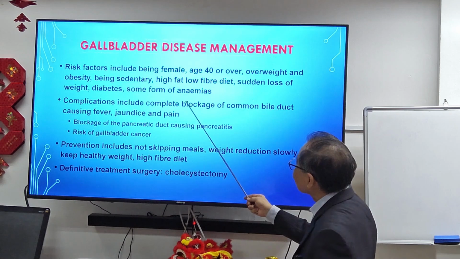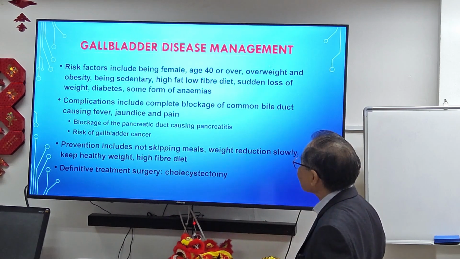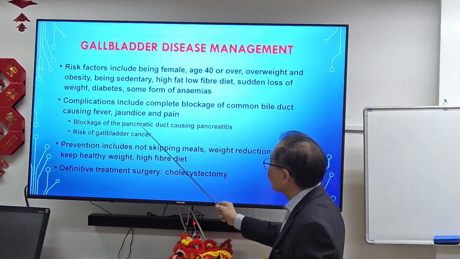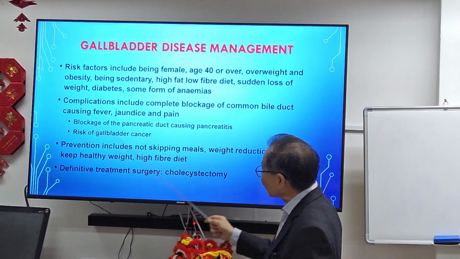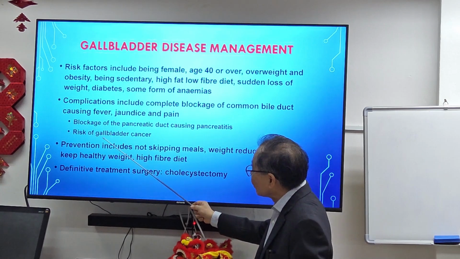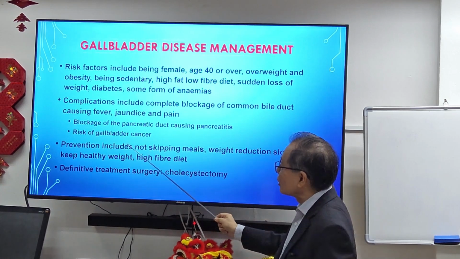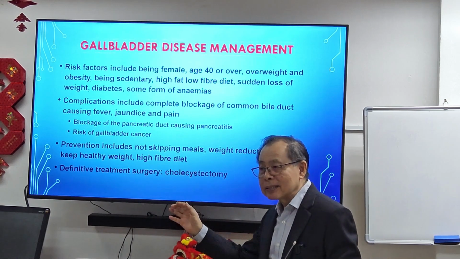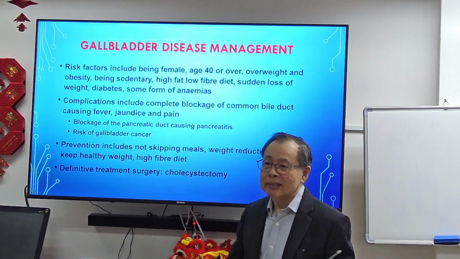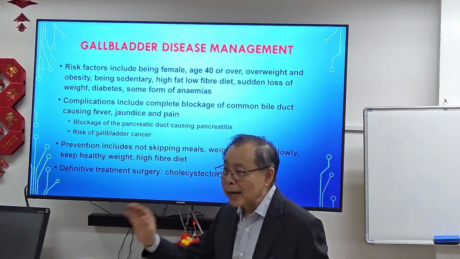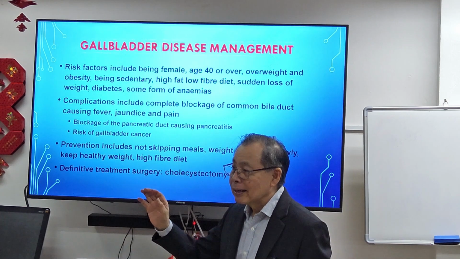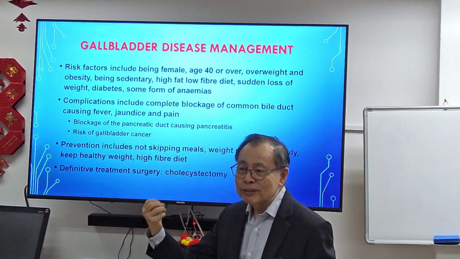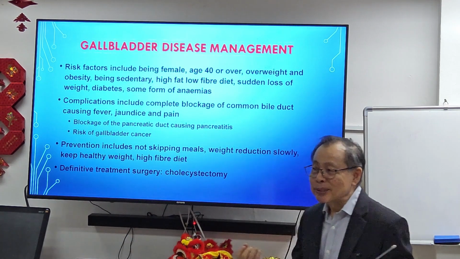Sudden loss of weight, diabetes, some form of edema. Complication, blockage. And blockage causes fever, jaundice, pain, and depending on where the blockage is, as I explained, once you have all these things, there's also a strong risk of gallbladder cancer. And if the pancreas is affected, there's a strong risk of pancreatic cancer, which is very rare, by the way. And the problem with pancreatic cancer is that it is deep inside, so it's very hard to detect. By the time you detect, often it's too late.